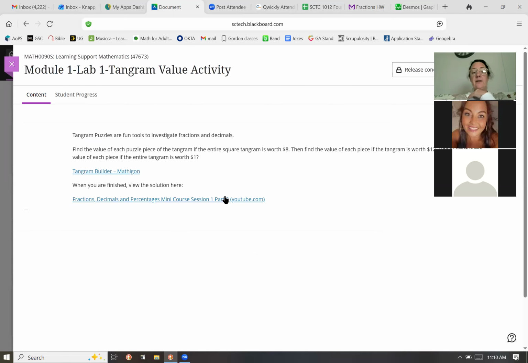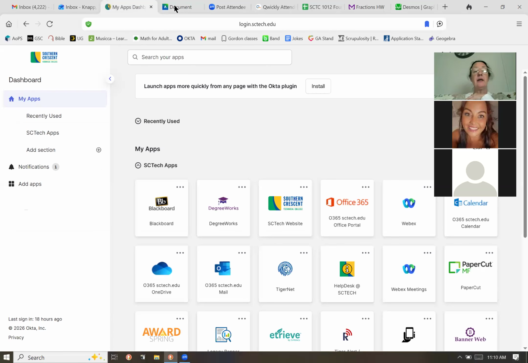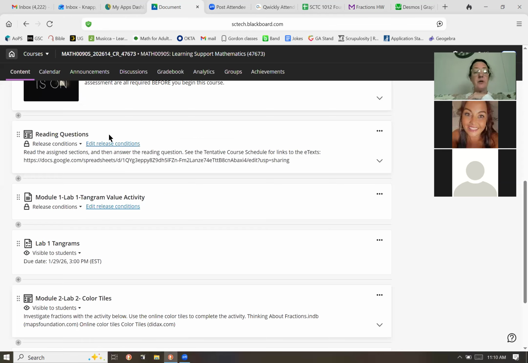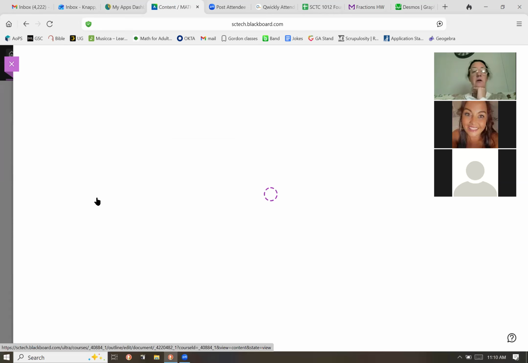Here's a little video to watch if you're not watching the recording. And here's where you can find some online tangrams. And the place that you turn your lab in is right below that. You just go into where it says lab 1 tangrams, you open it, and that's where you upload. So you take a picture of your lab and then you upload it here. Okay, so let's jump in together.